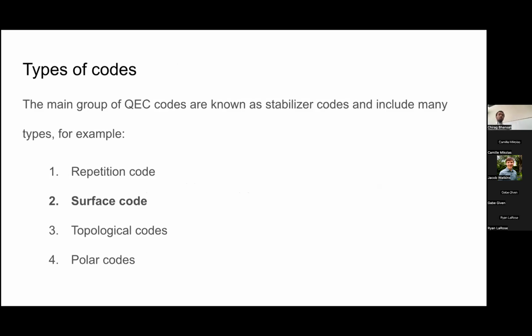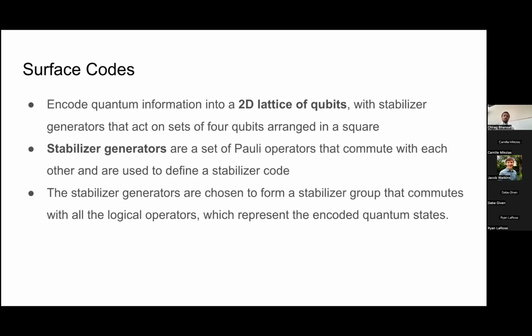So the main group of quantum error correcting codes are known as stabilizer codes, and they have many types. There are repetition codes, surface codes, topological codes, and polar codes. In today's talk, I'm going to focus on surface codes. What happens in surface codes is you encode quantum information into a 2D lattice of qubits with stabilizer generators that act on sets of 4 qubits arranged in a square.